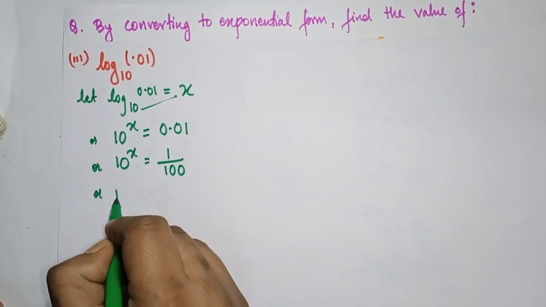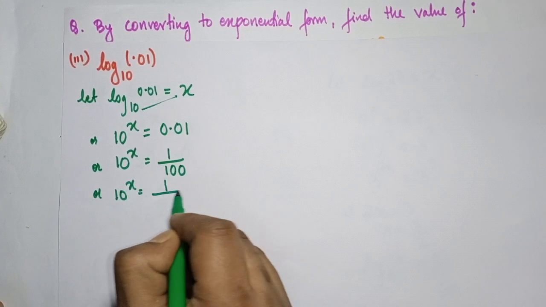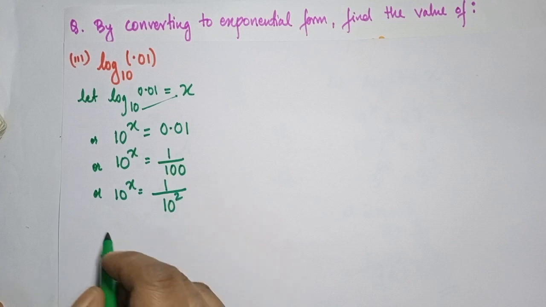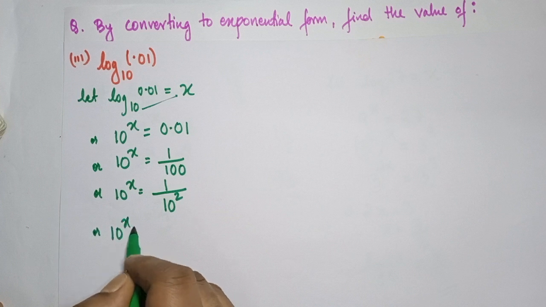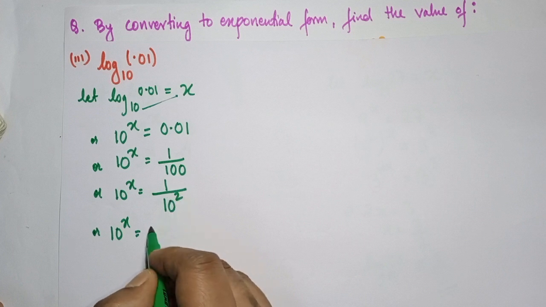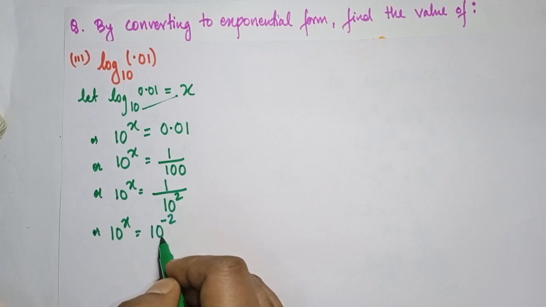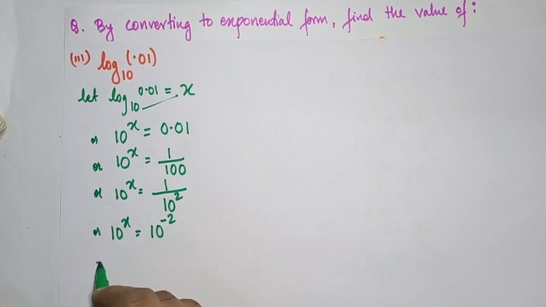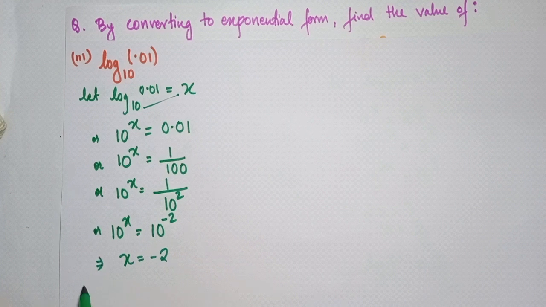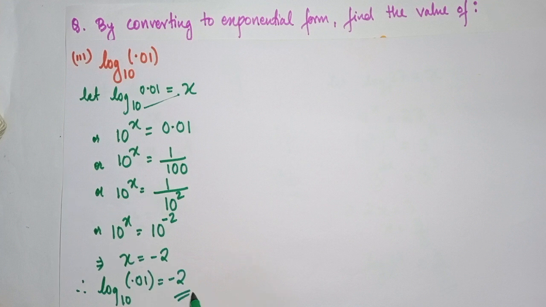Now this I can write as 10 to the power x equals, as you know, how many zeros are there? 2 zeros, so 10 square, or 10 to the power x equals this. This is positive power in the denominator, so to make it positive, I'll take it up. When I take it up, since it's positive, it will be negative, so minus 2. Now you can see the bases are same. If the bases are same, that means x equals minus 2. Therefore, I got log of 0.01 equals minus 2. So I got the answer.